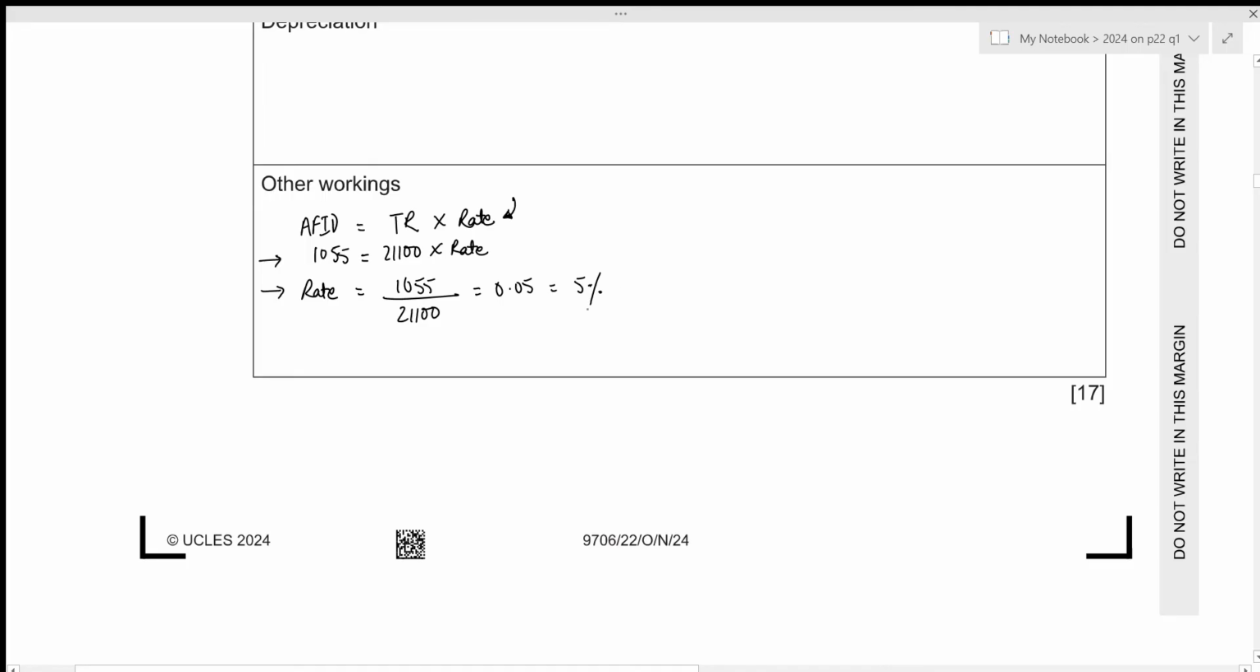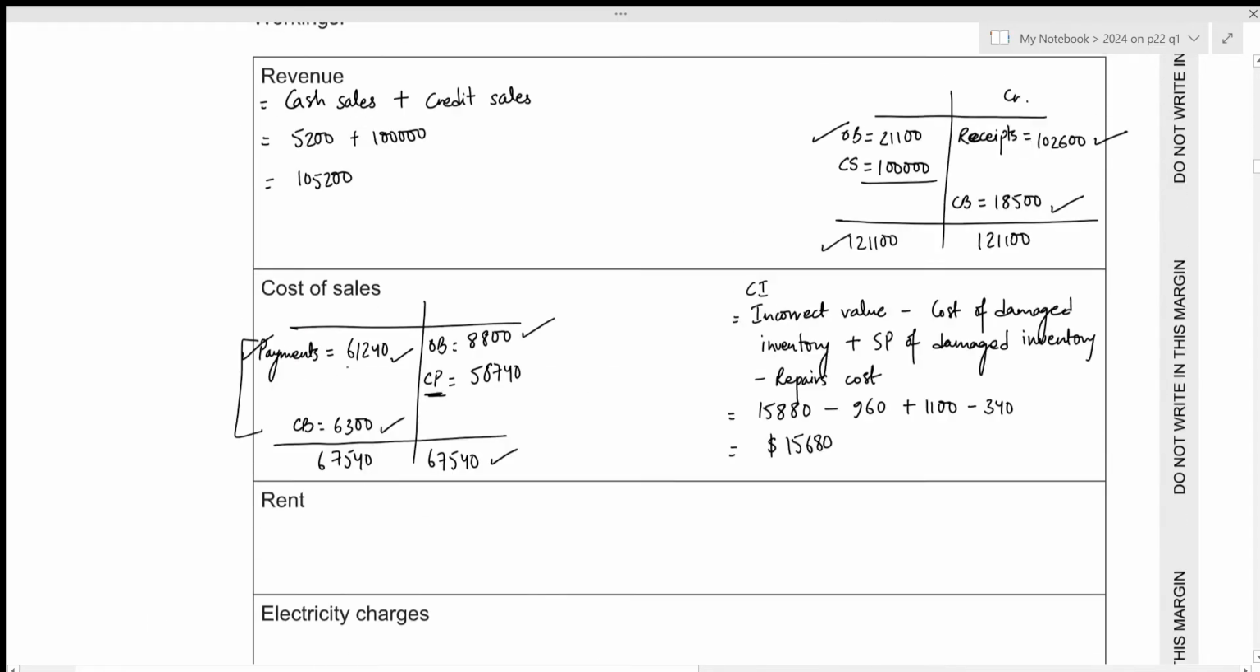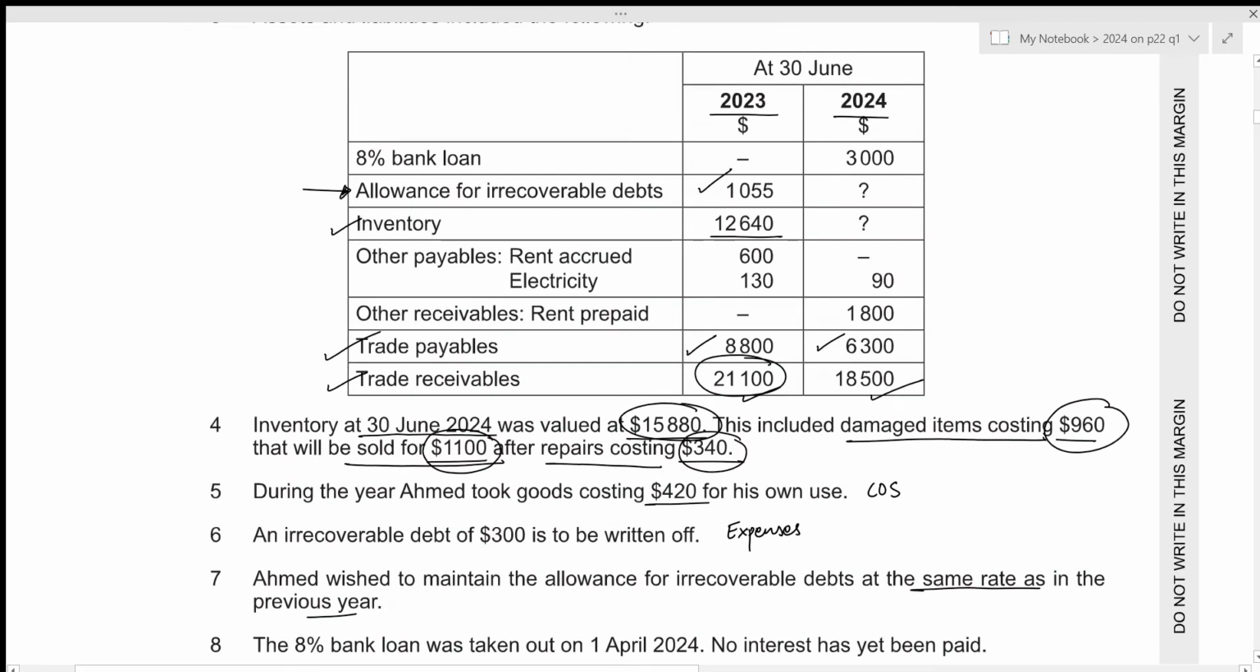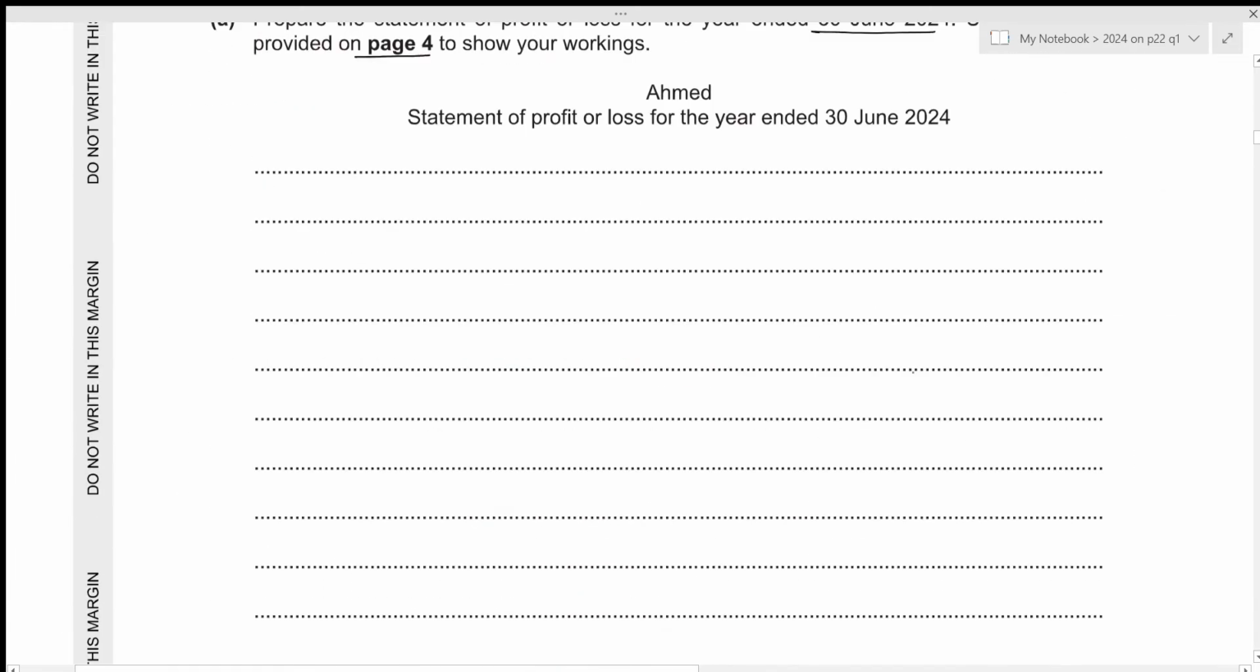Now we need to figure out the closing balance of the allowance for irrecoverable debt. For this, we need to look for the closing balance of our trade receivables. Let's take a look above. The closing balance was 18,500, but before we multiply it by the rate, we also need to subtract the irrecoverable debt, which is to be written off. In this case, that will be 300. So we need to subtract the 300 from 18,500, and then only can we multiply it by the rate of 5%. Let's do that.